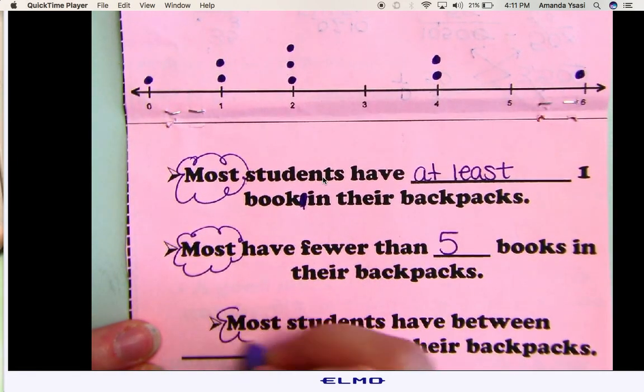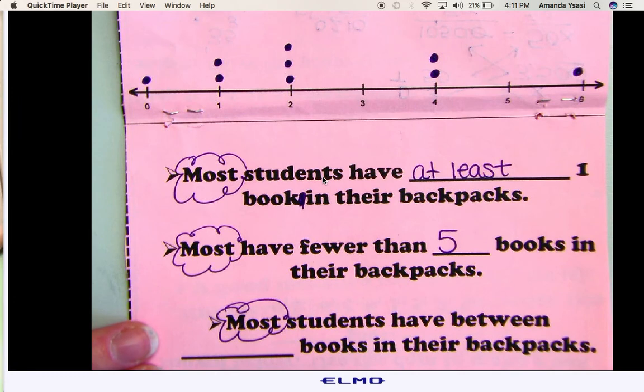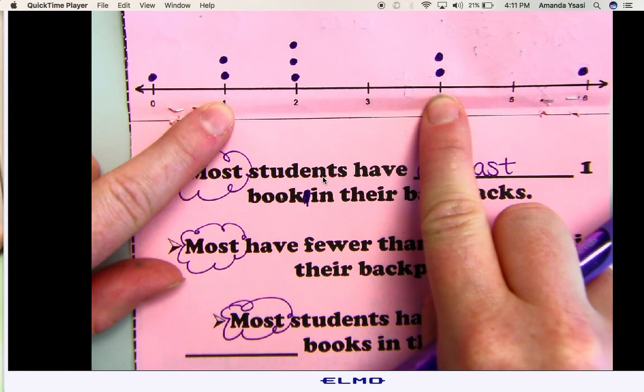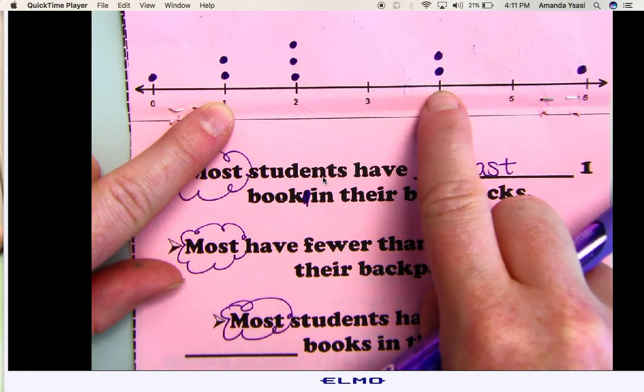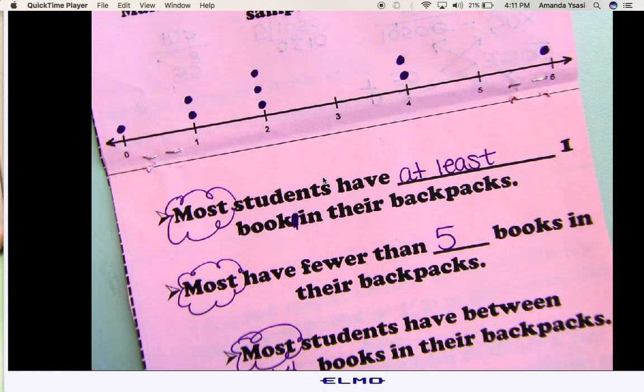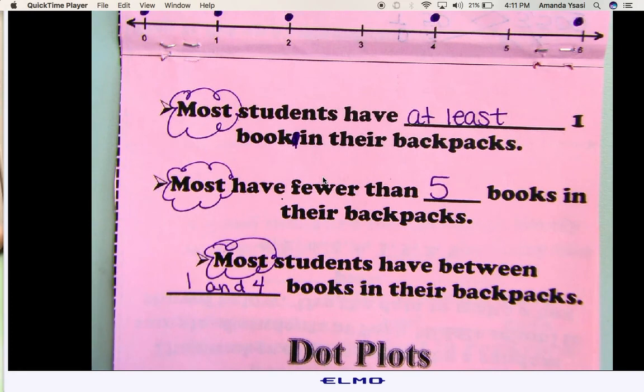Then most students have between what? What 2 numbers can we say that most books are? Between 1 and 4 books. That's where the majority of the dots lie. So between 1 and 4. Most students have between 1 and 4 books in their backpacks.